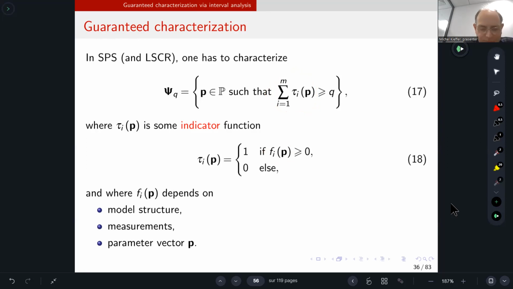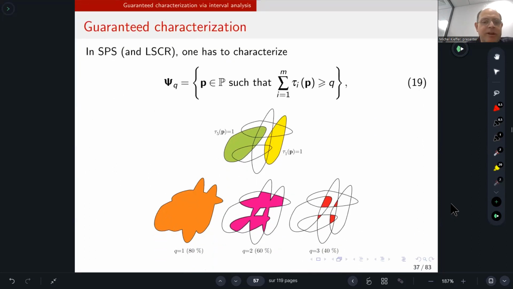And it depends also on the method that you are using. It can be LSCR, SPS. So what we have to characterize is, again, this set here. And here what I've plotted are typically examples of sets where I have, for example, tau1, which is equal to 1. Here, this is tau5, which is equal to 1. Here, tau3, tau2, tau4. And what I have to consider is the set such that the sum is larger than something, for example larger than 1, 2, larger than Q.